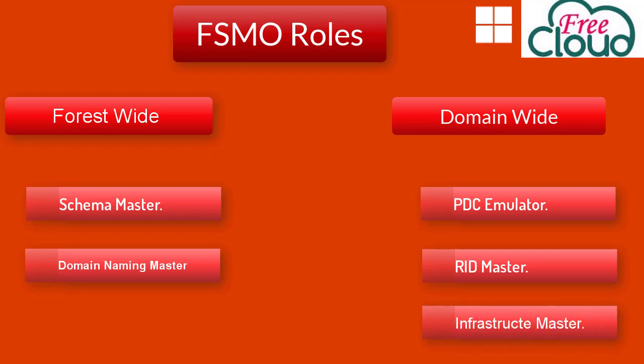Okay. Infrastructure master, domain specific, and there is one infrastructure master per domain. The DC owning the infrastructure master role is responsible for updating objects' SIDs and distinguished names in a cross-domain object reference. This is used, for example, if a user from one domain is added to a security group of a different domain. If you choose to install the roles on more than one domain controller, those domain controllers should be replication partners.